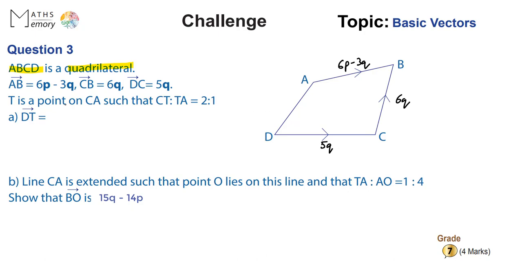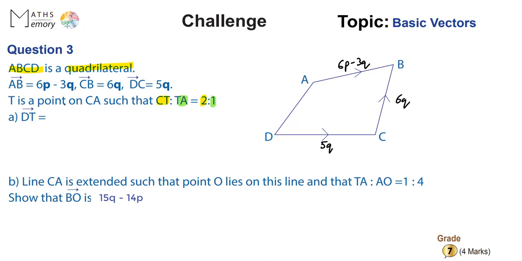Now, T is a point on CA such that C to T, let's just give these color coordinations, it's easy on the eye. So C to T to A is 2 parts to 1 part. So if C to T is 2 parts, T to A will simply be 1 part. Okay, remember this kind of ratio technique. Now find D to T.